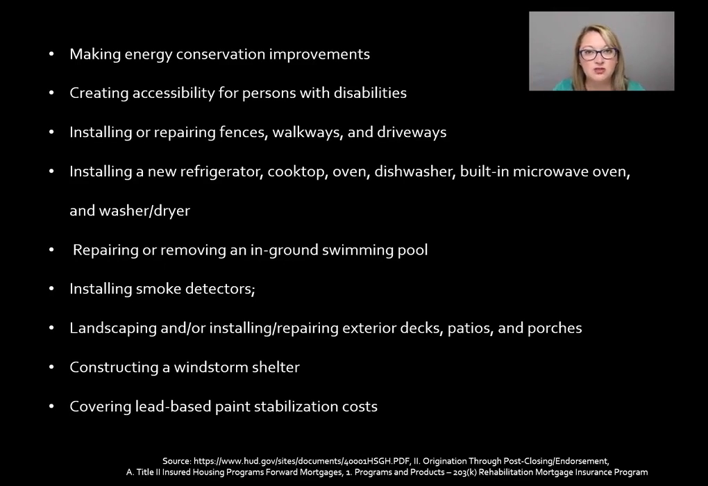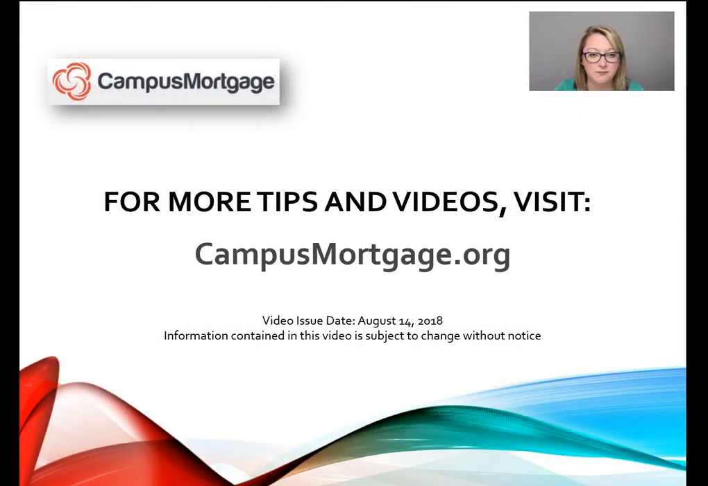So as you can see with this program, the standard program is really meant for major repairs. Now, of course, cosmetic repairs can be done with it, but you have that minimum amount of $5,000 that must be financed in. So very important there. Now, one thing you may be asking yourself before we wrap up is, what are the limits? The loan limits are still the standard FHA loan limits per area or per county, so make sure you check that out when you're factoring in the repairs.